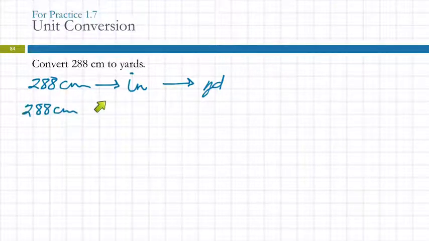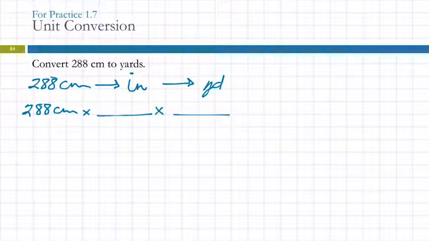I'm going to look at my path and say, how many arrows do I have? I have 2 arrows. That means I need 2 conversion factors. So 288 centimeters times a fraction times a fraction. Okay, 2 arrows, 2 fractions. The path is centimeters to inches to yards.